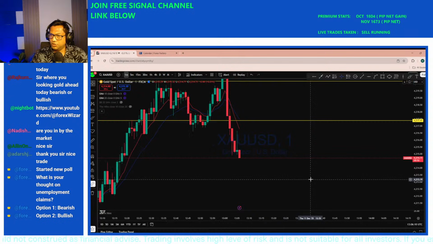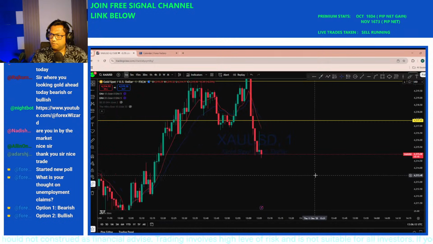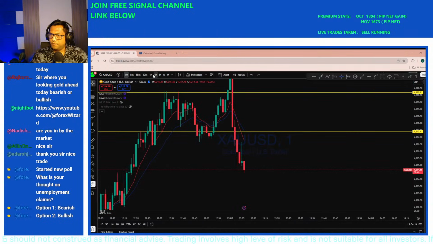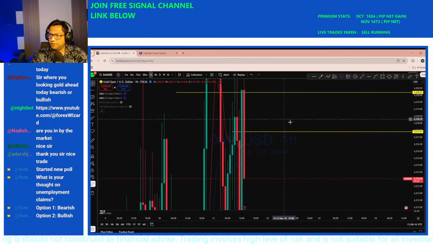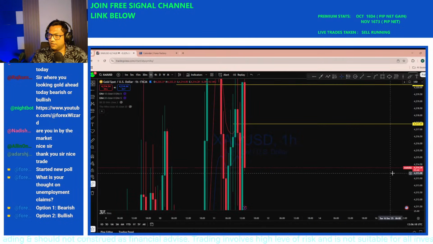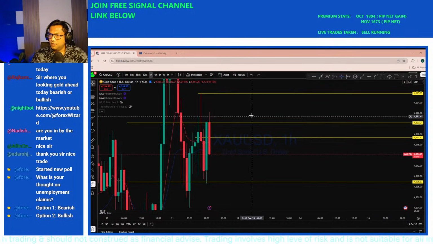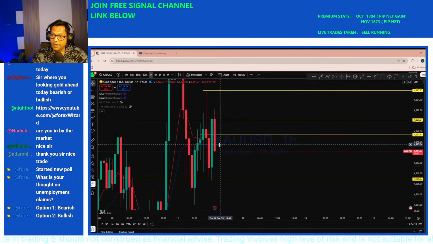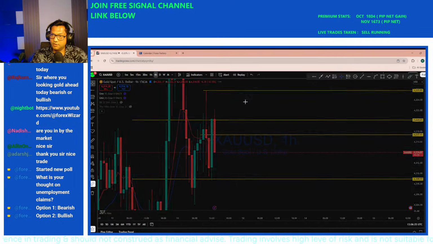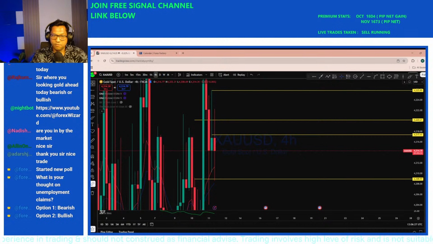So there's a long wick doji, and with the upcoming data coming here, we are seeing that this drop can bring the market back well below to this support.